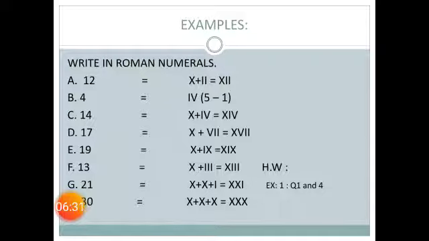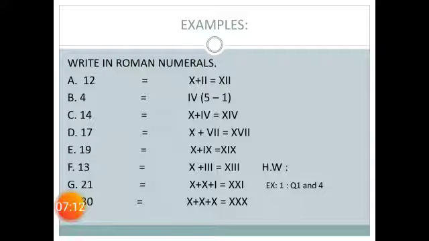If we add 10 plus 4, we will get 14. So 10 is represented by X and 4 is represented by IV. So add it, X plus IV. It is equal to XIV, or 14 is represented by XIV. D part, 17. If we add 10 plus 7, we will get 17, or 10 is represented by X and 7 is represented by VII. Add it, X plus VII, so we will get XVII.